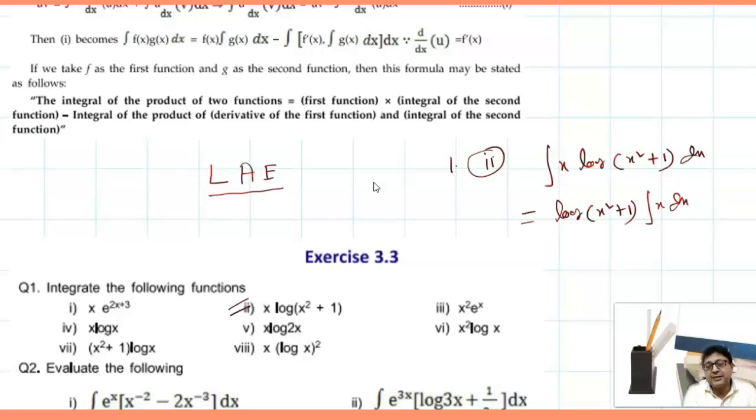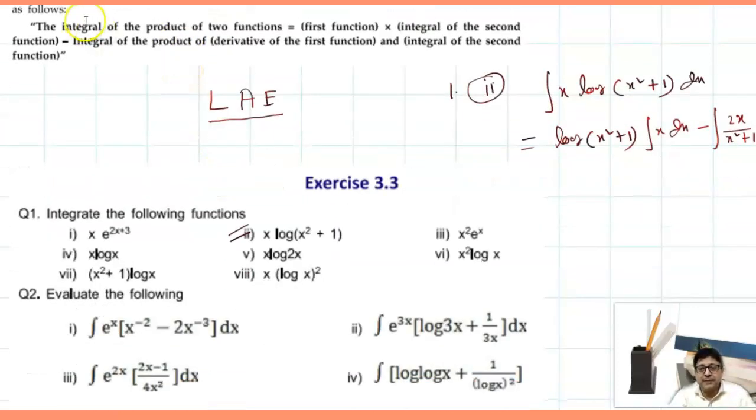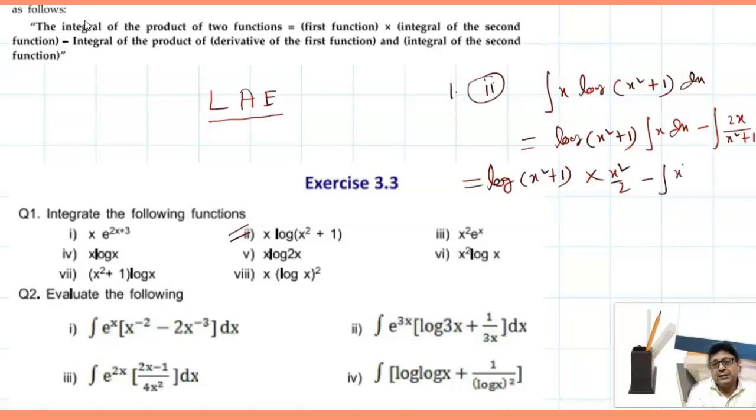Integration of x dx, minus the integral of the derivative of first. What is the derivative of first? Log gives 1 by (x square plus 1), you know very well, into 2x, and integration of x dx is x square by 2, dx. You all understand? So I have used just integration by parts by taking log of (x square plus 1) as the first function. So you take log of (x square plus 1), integration of x dx will be x square by 2, minus x cube by (x square plus 1) dx.